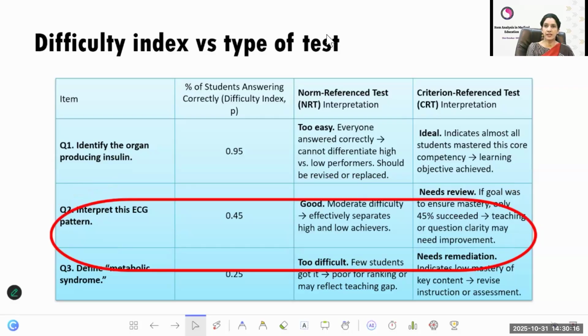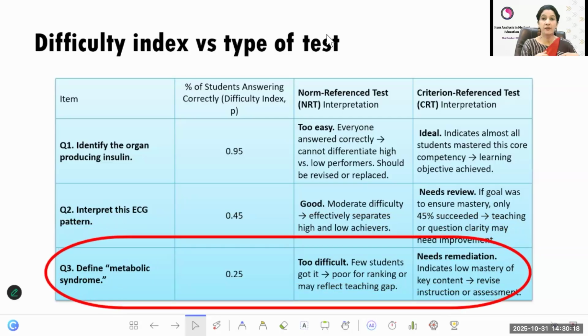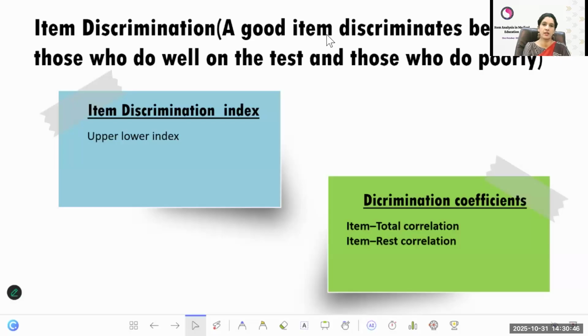Again, if a question is very difficult, then it may reflect poor teaching, like I said in the beginning. Very difficult means, among the test takers, only 25% are able to answer correctly. Then again you should think about what the teaching-learning gap is and how we can improve it, or how we should reframe the question.